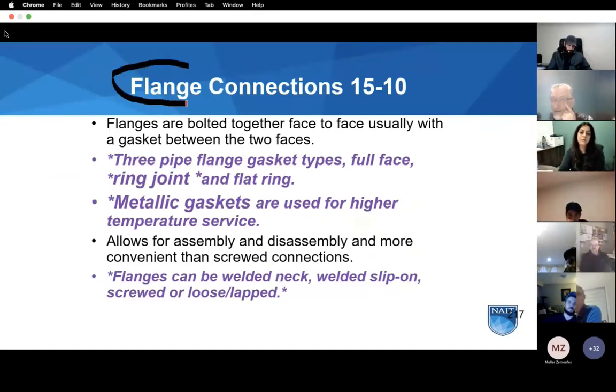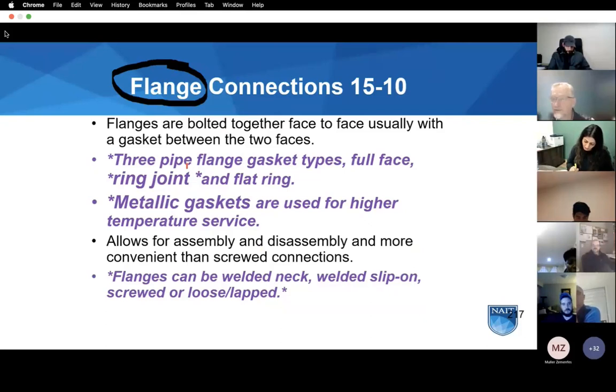Flanged connections. One part of the chapter calls this a loose connection, something that is separate to the pipe, and we put it either on the end of the pipe or we weld it to the pipe. And each section of pipe has a flange on the end, fits with flanges from other parts of the piping.